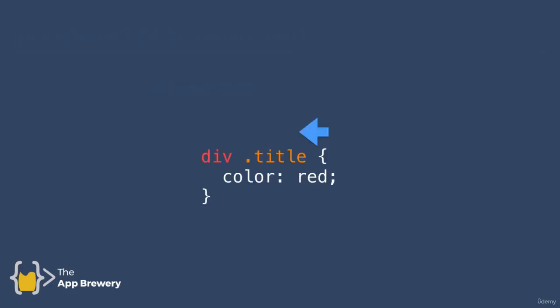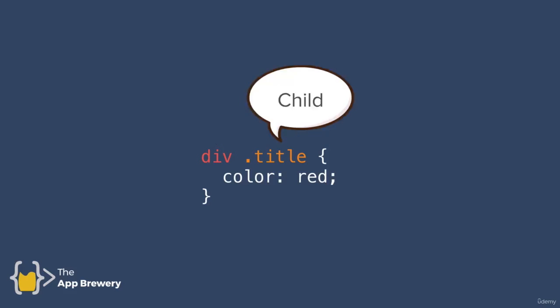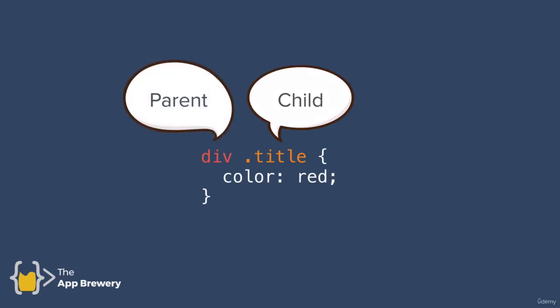Now, it's really important to remember that you should read the hierarchy from the right to the left. So in this case, it's the element that has a class of title that is inside a parent that is a div. That should have the color red. The one on the right is the child, the one on the left is the parent.